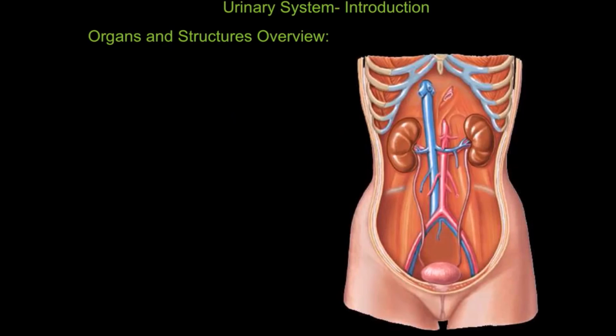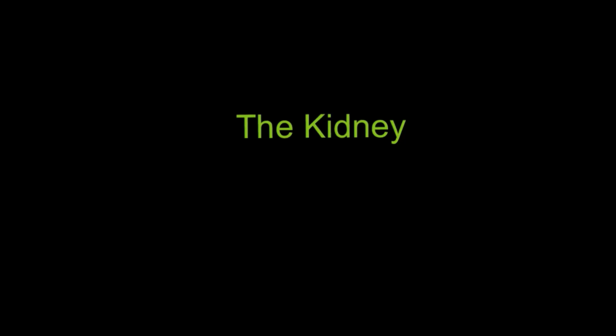The organs and structures of the urinary system include 2 kidneys, 2 ureters, 1 urinary bladder, and 1 urethra. The kidney is the primary organ of the urinary system for the process of excretion.